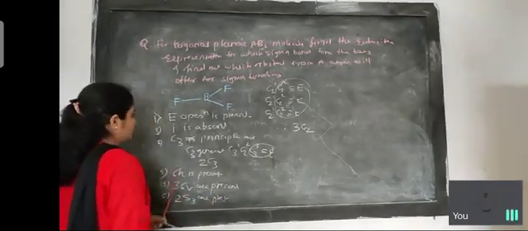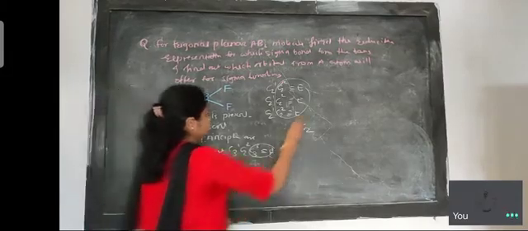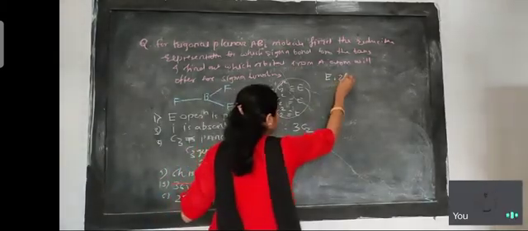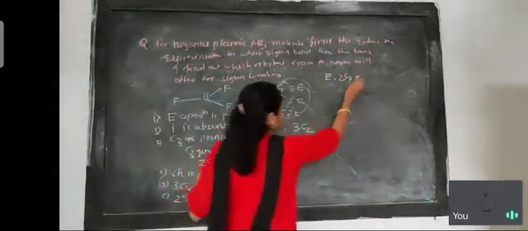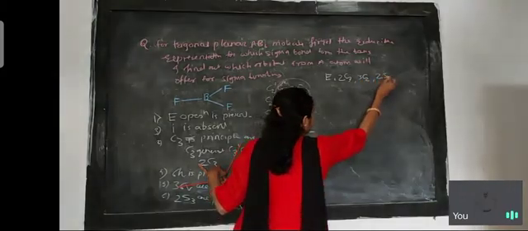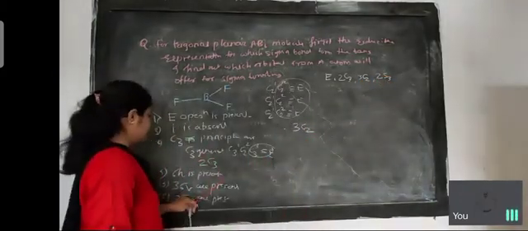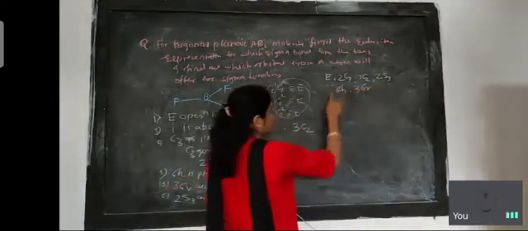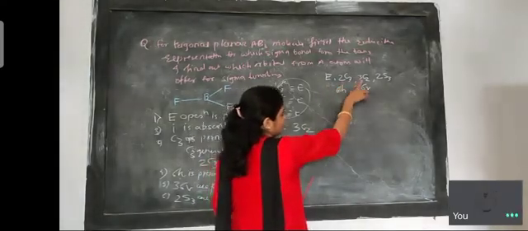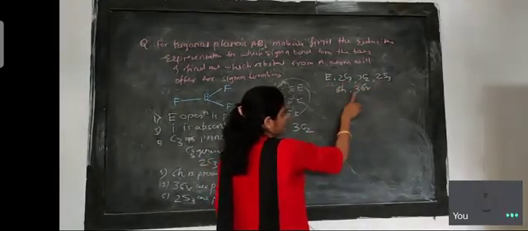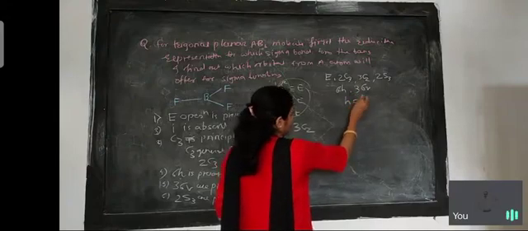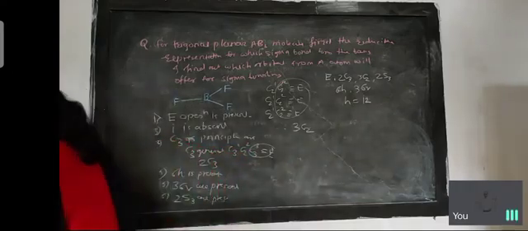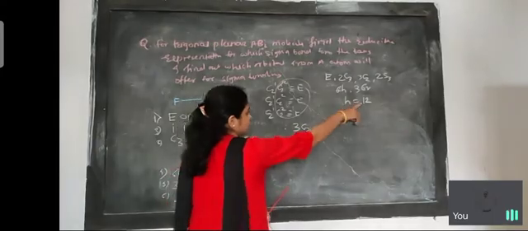So the total symmetry operations are identity, then twice C3, then thrice C2, then twice S3, then sigma H, and then thrice sigma V. So the total symmetry operations are 1, 2, 3, 6, 7, 8, 9, 10, 11, 12. The order of the group is 12. These are the symmetry operations; the total is 12.